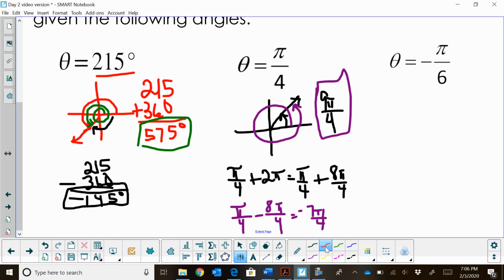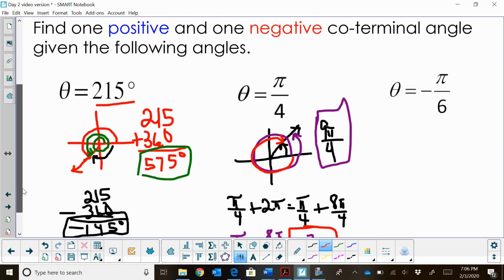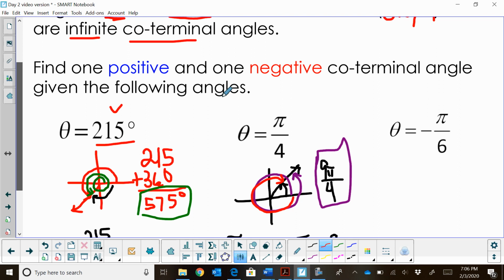Let's switch to red so you can see it. So negative goes the opposite direction. I'm going to go around, and I'm going to end right there at 7 pi fourths. So that's how you find a positive and a negative coterminal angle, both in degrees and in radians.